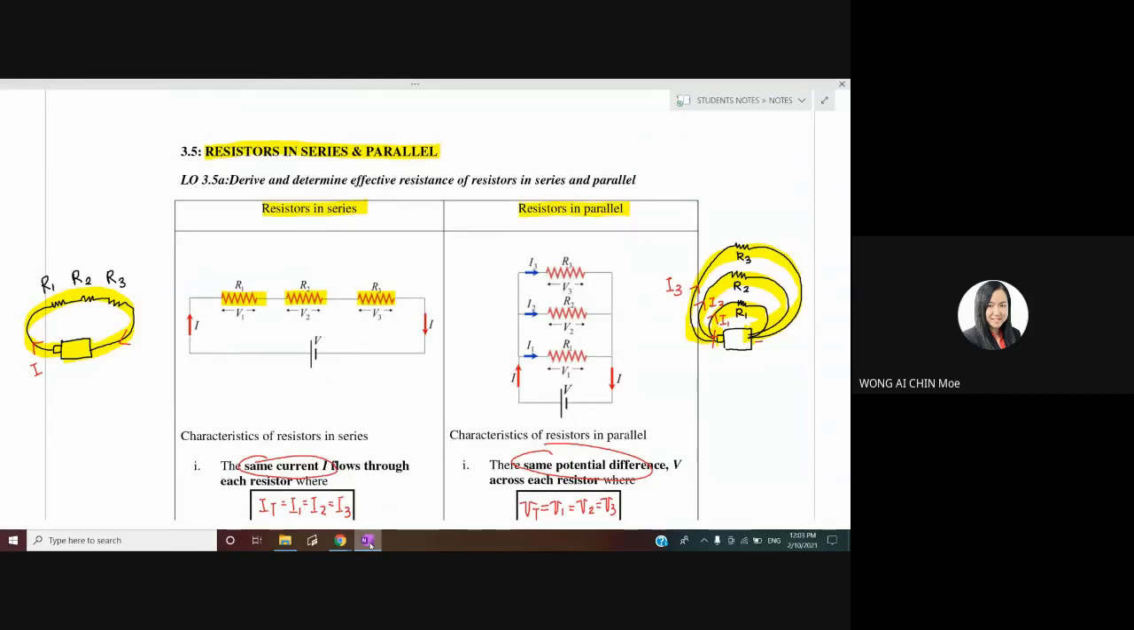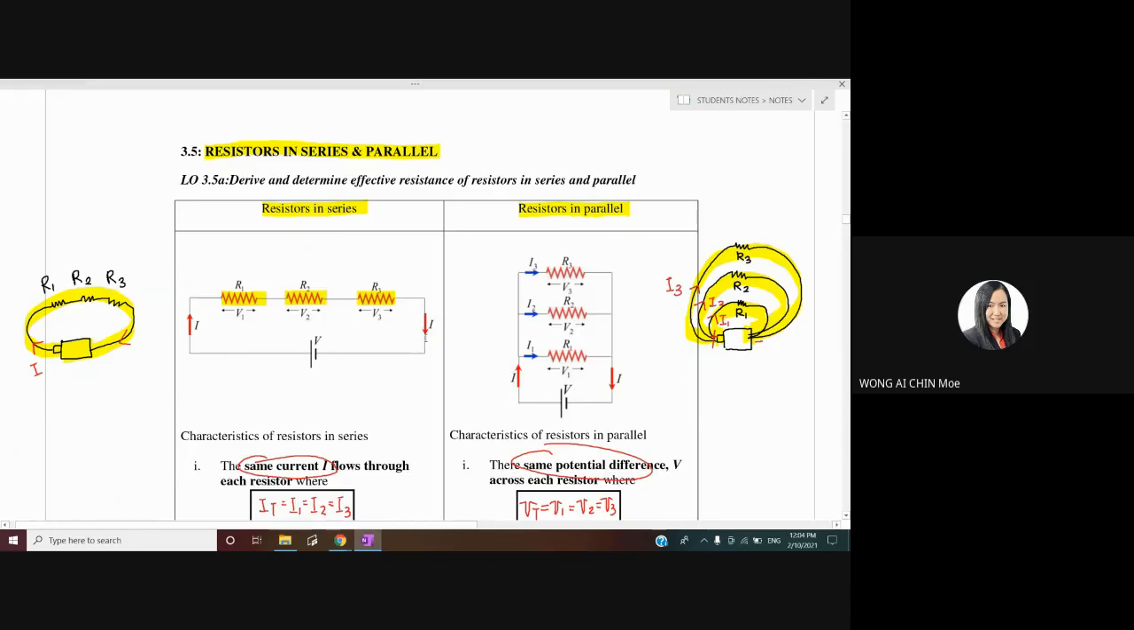Okay, welcome back. So we will continue with the fifth subtopic, 3.5, resistors in series and also parallel. For series, meaning that the resistors are connected in only one wire, in only one loop. So R1, R2, R3 are connected in only one loop.